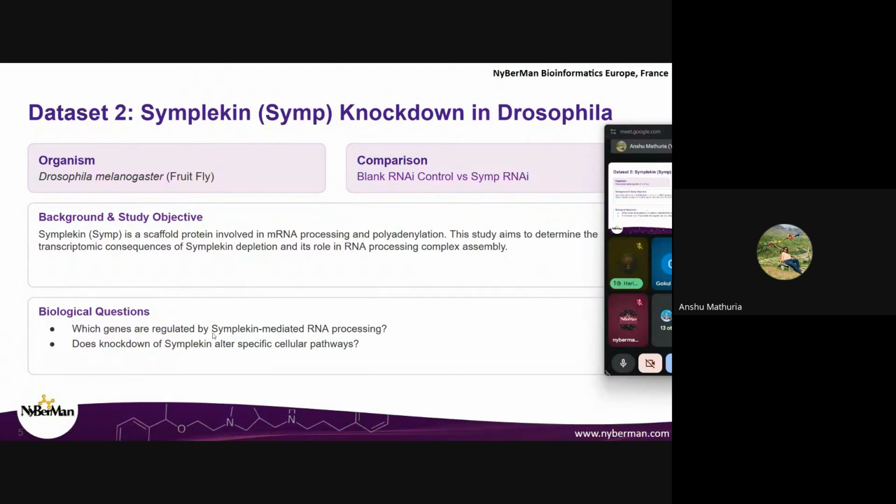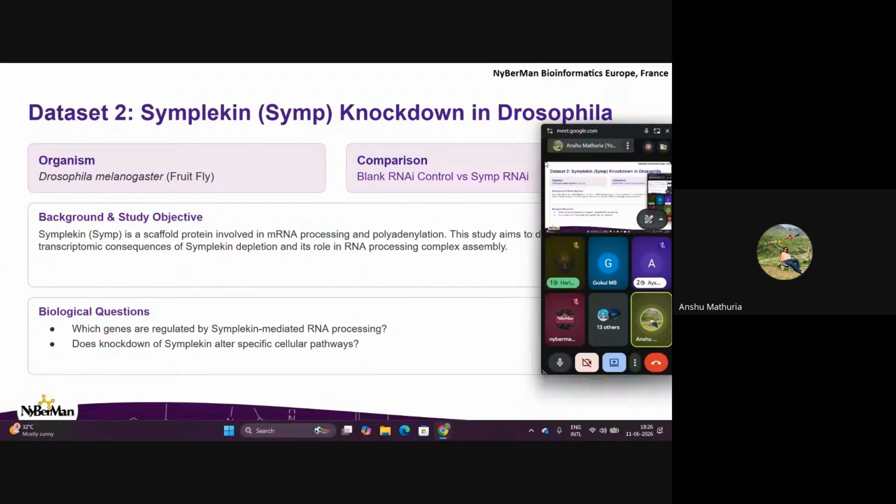The two biological questions that you need to answer here are, which genes are regulating the symplekin-mediated RNA processing? Once you do the knockout and compare with the control, there will be certain genes that will be underexpressed or maybe overexpressed because they are not utilized as symplekin is removed. You need to analyze all those genes, and you also need to tell me whether this knockdown of symplekin alters any cellular pathway, that is, whether it is affecting any other pathway inside Drosophila. These two questions need to be answered for this particular data set.